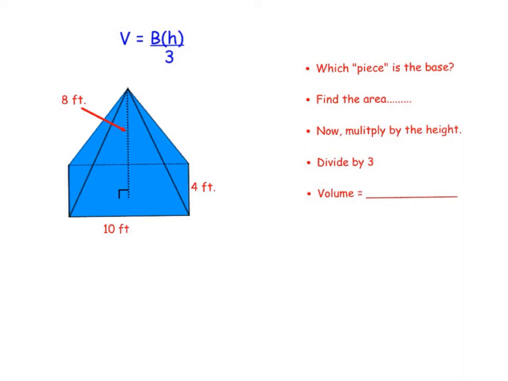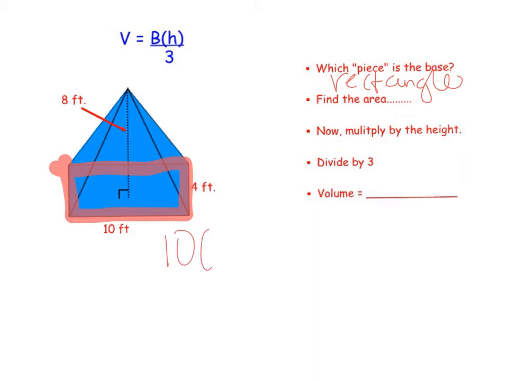So in this particular pyramid, this rectangle on the bottom is considered to be our base. All of the triangles that make up the sides of that pyramid flow out of that base. And so our base shape is the rectangle at the bottom. Okay, we're going to start by finding the area of that rectangle. To find the area of a rectangle, we multiply base times height. So we're going to multiply 10 times 4 and get 40.